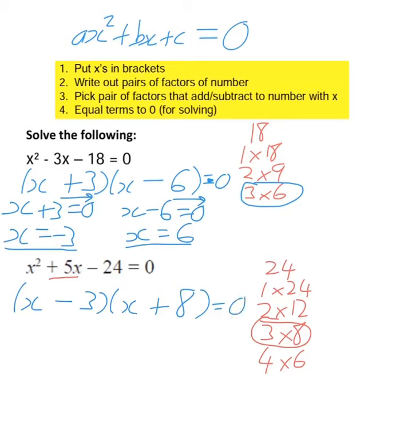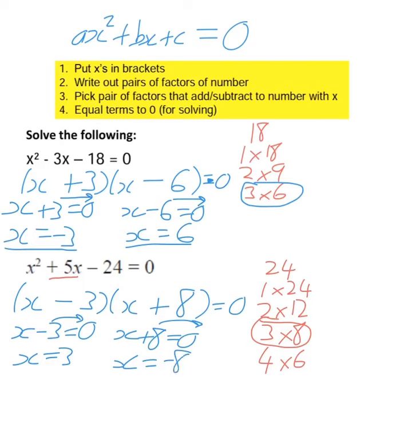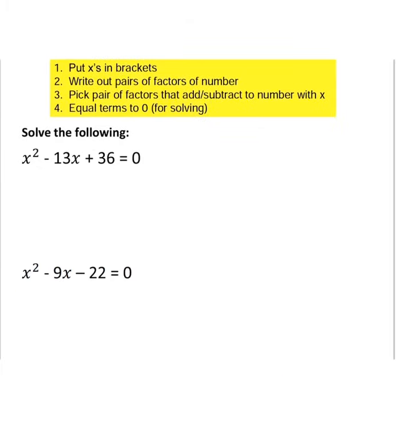So what we have in the brackets, let's equal that to 0. So we have x minus 3 equals 0. Bring the 3 across, x equals 3. Then the other one, x plus 8 equals 0. Bring the 8 across, x equals minus 8. So our two answers are minus 8 and 3. Okay, let's have a look at 2 more. So if you want to pause your video and then give these a go, pause it now.